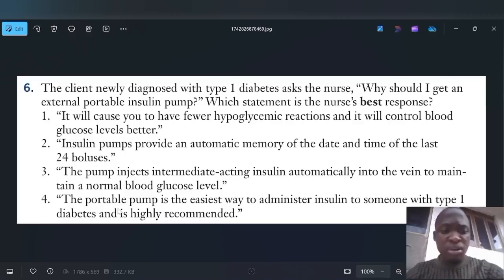Number 4, the portable pump is the easiest way to administer insulin to someone with type 1 diabetes and is highly recommended. What do you guys think is the answer?